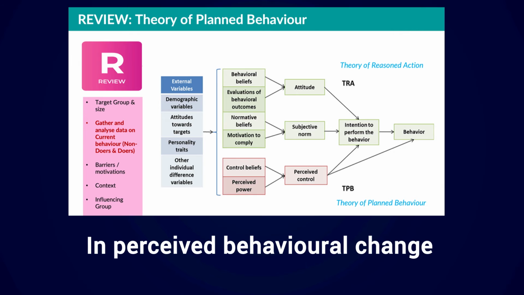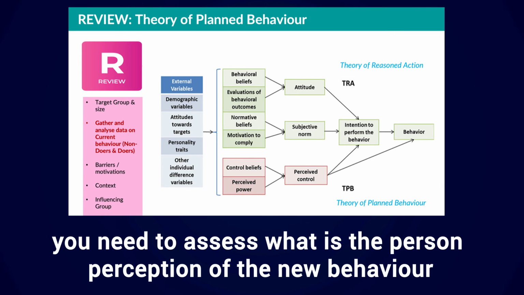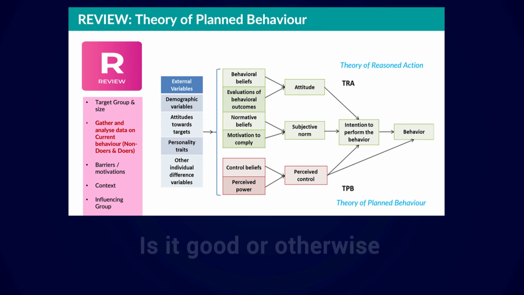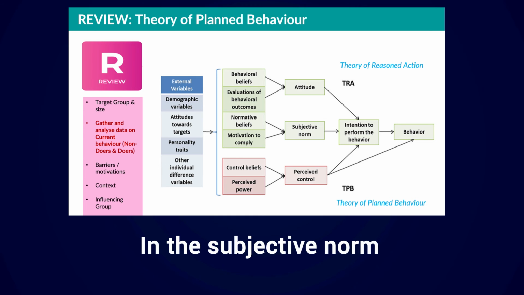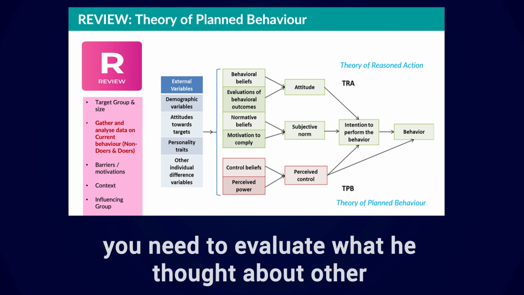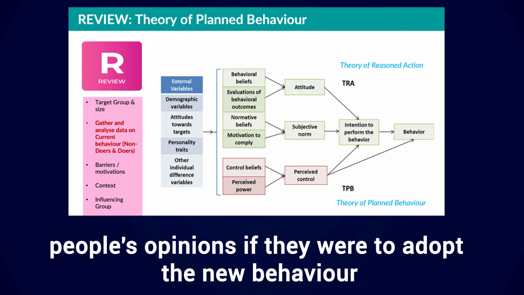In perceived attitude, you need to assess what is the person's perception of the new behavior. Is it good or otherwise? Meanwhile, in the subjective norm, you need to evaluate what he thinks about other people's opinions if they were to adopt the new behavior.